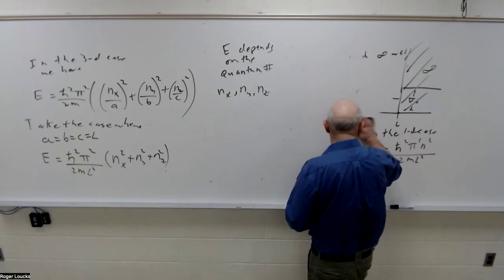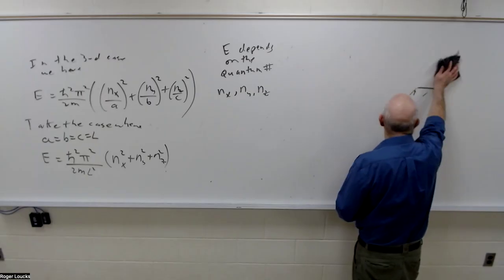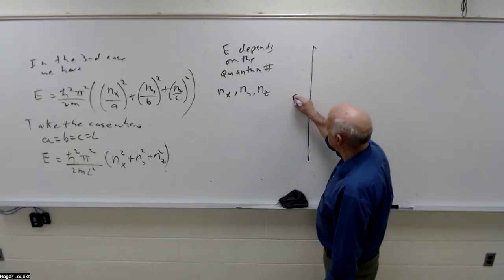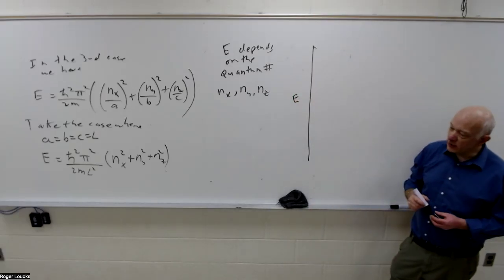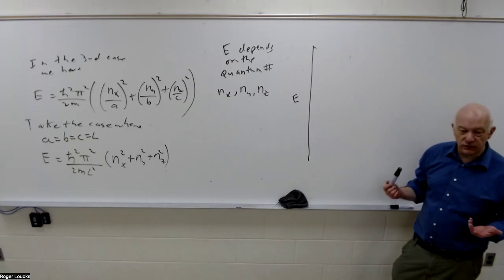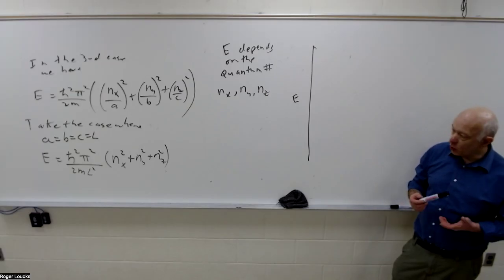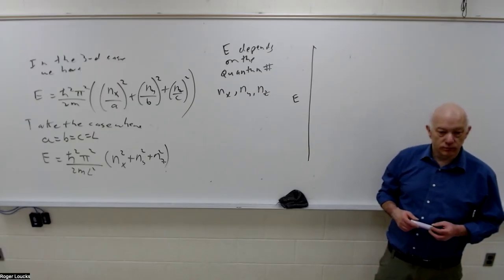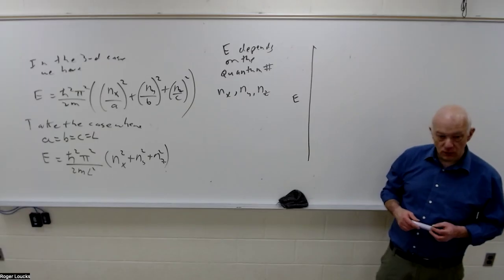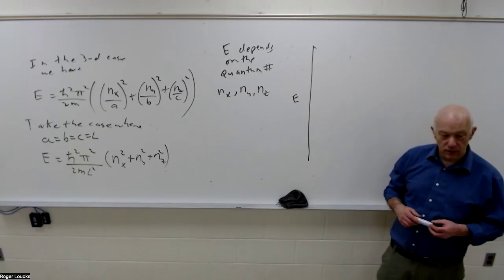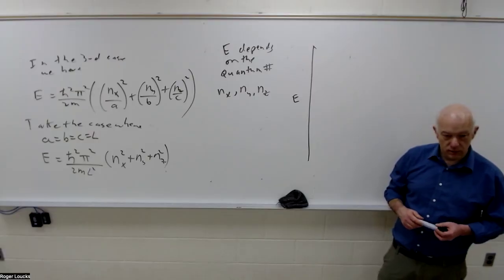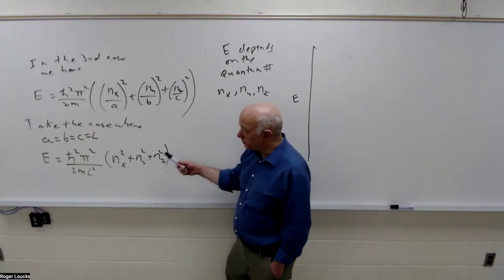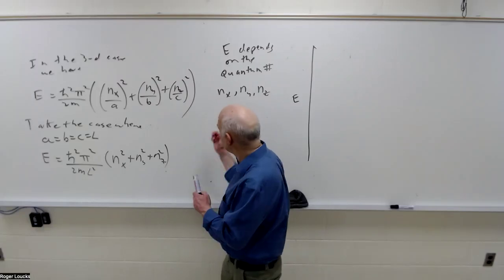Okay, let's look at an energy level diagram for this. This is E. What's going to be the ground state energy for this? Again, remember, what's the lowest the energy values can be? 1. So what's going to be the nx, ny, and nz for the ground state? The lowest state for each of them would be nx, ny, and nz equals 1. But you have to add them together, right? We're going to specify the energy by the quantum number.